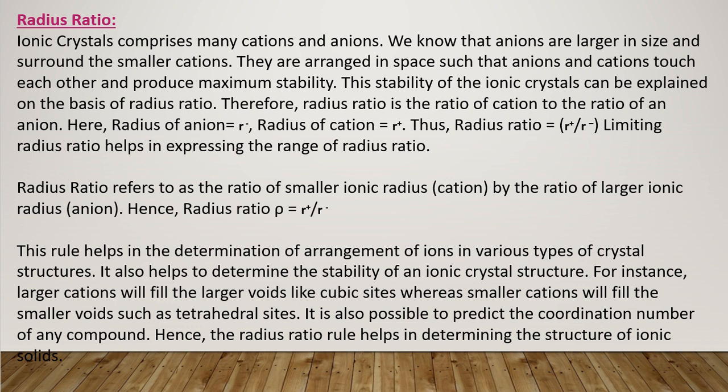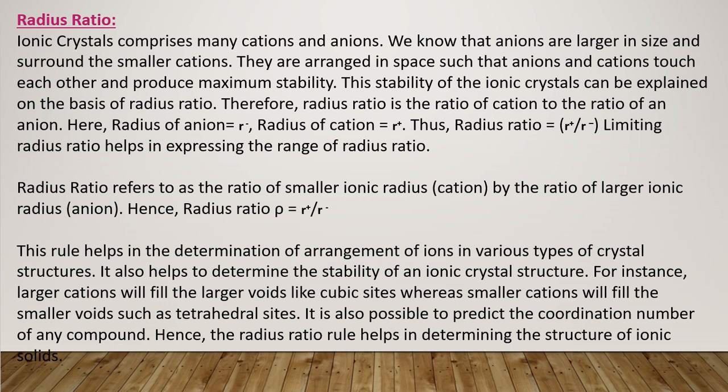What is the importance of radius ratio? This rule helps in the determination of the arrangement of ions in various types of crystal structures. We see what kind of arrangement there is: tetrahedral arrangement, octahedral arrangement, square planar, or linear geometry. Radius ratio helps to determine which arrangement it is. For instance, larger ions will fit the larger voids in cubic sites.